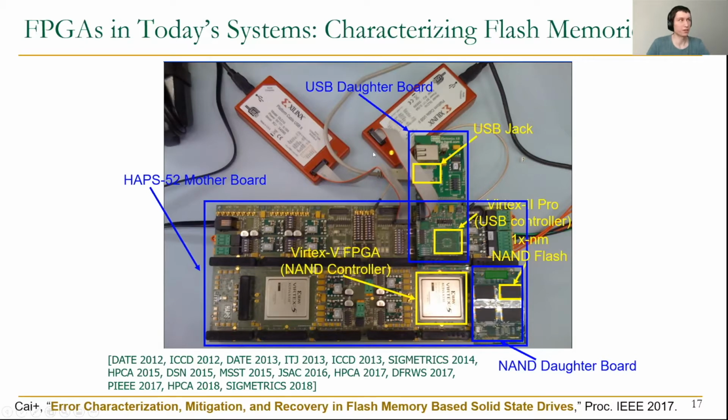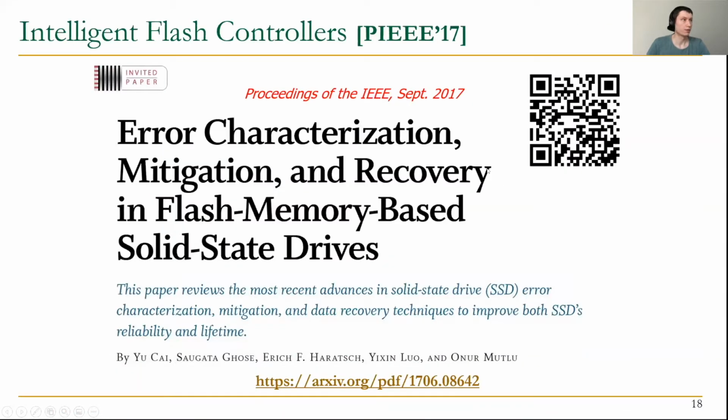And one example here is flash memory. It can be used to characterize and test flash memories and also other types of memories. And this is a more recent paper that summarizes the most recent advances in SSDs, which use flash chips typically. And yeah, so FPGA infrastructures enabled research into flash memory and SSDs to improve their reliability, performance, and they provided us deep understanding of the problems in those areas and developed potential solutions.